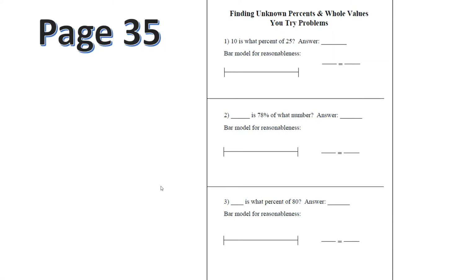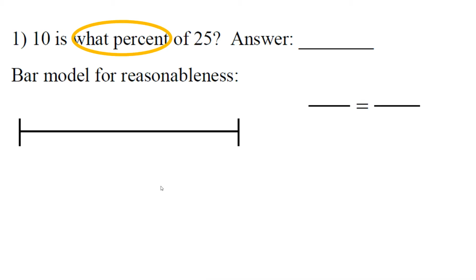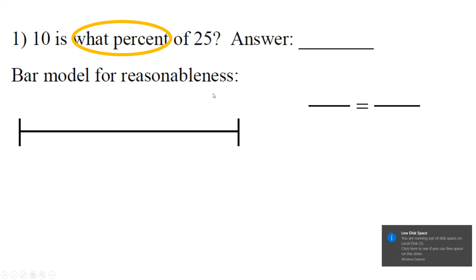Okay, on page 35, you're going to be trying these U-Try problems. I will be explaining how to do the bar model for reasonableness, but I do want you trying to actually find the answer. On number 1, we're trying to find what percent, meaning the percent is unknown. 10 is what percent of 25? I would like you to pause the video and try the U-Try for the proportion, and then I'll explain the bar model.